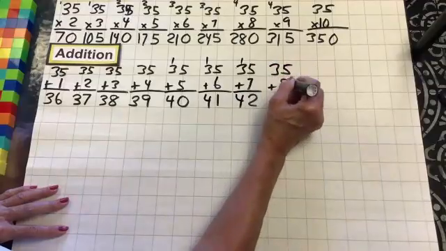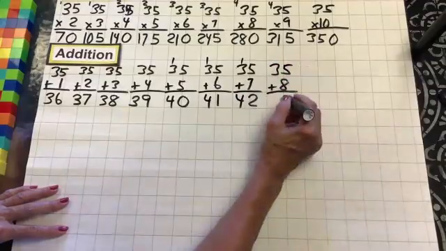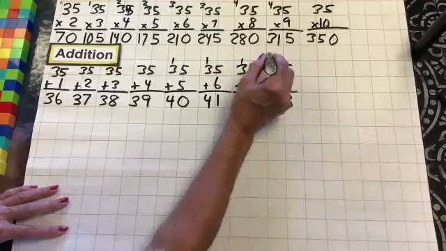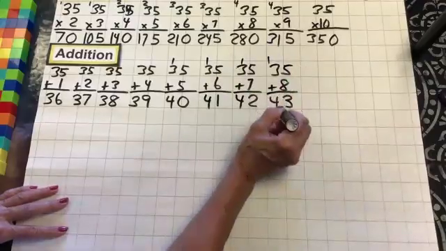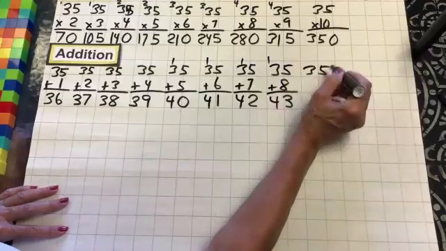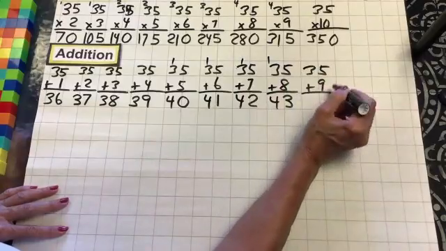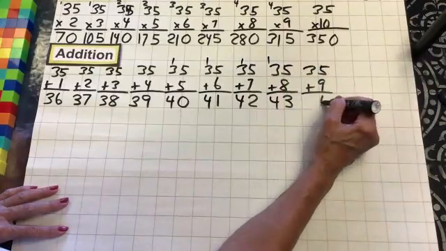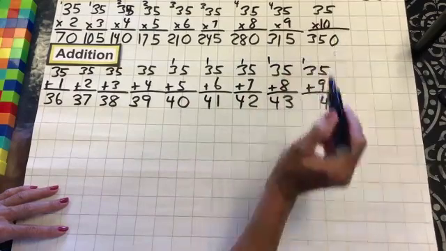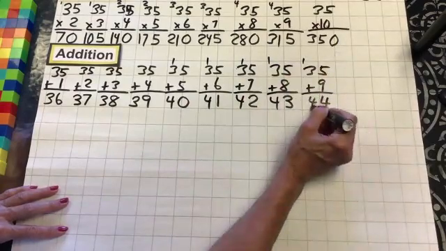35 plus 8. 5 plus 8 is 13. Drop the 3, carry the 1. 1 plus 3 is 4. 35 plus 9. 5 plus 9 is 14. Drop the 4, carry the 1. 1 plus 3 is 4.